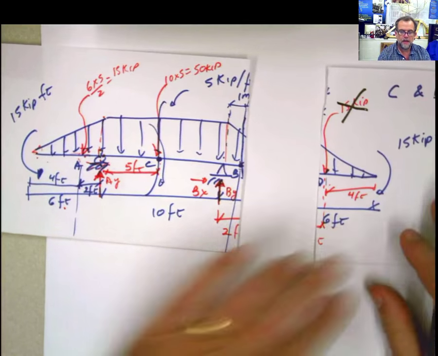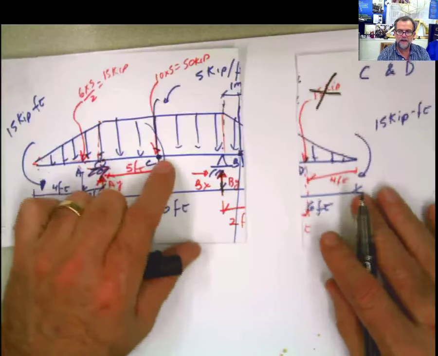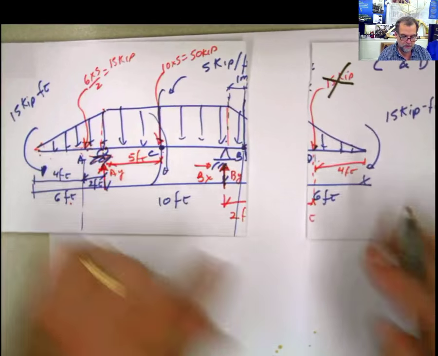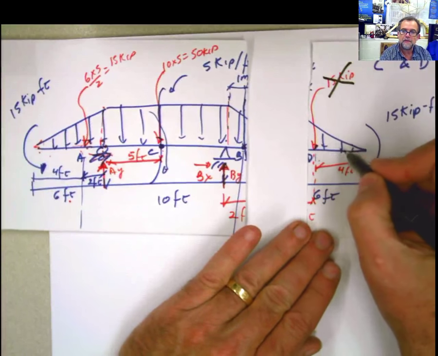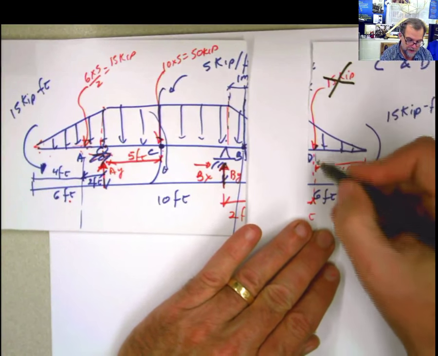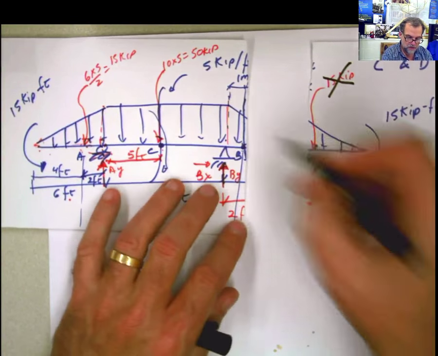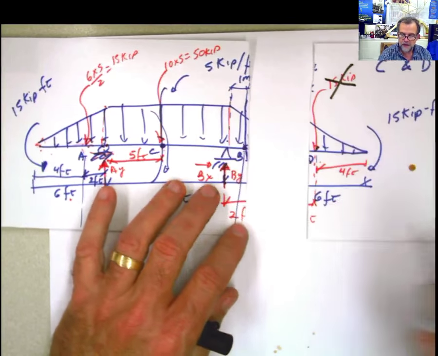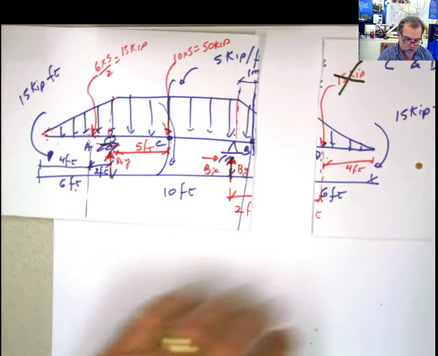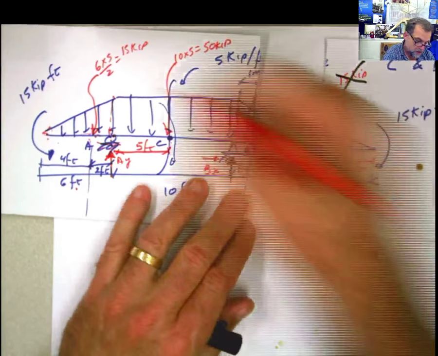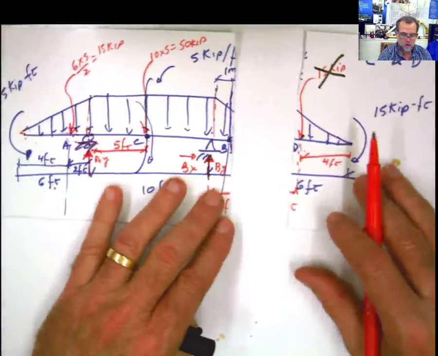That's something that we do only for calculating reactions, external reactions. But when I do the cut, this part of the beam carries a part of the triangular load as well as this other part of the beam, and that's what we have to do. So if we are going to study, obviously I'm not going to study this side because it's longer, so I'm going to study this side.